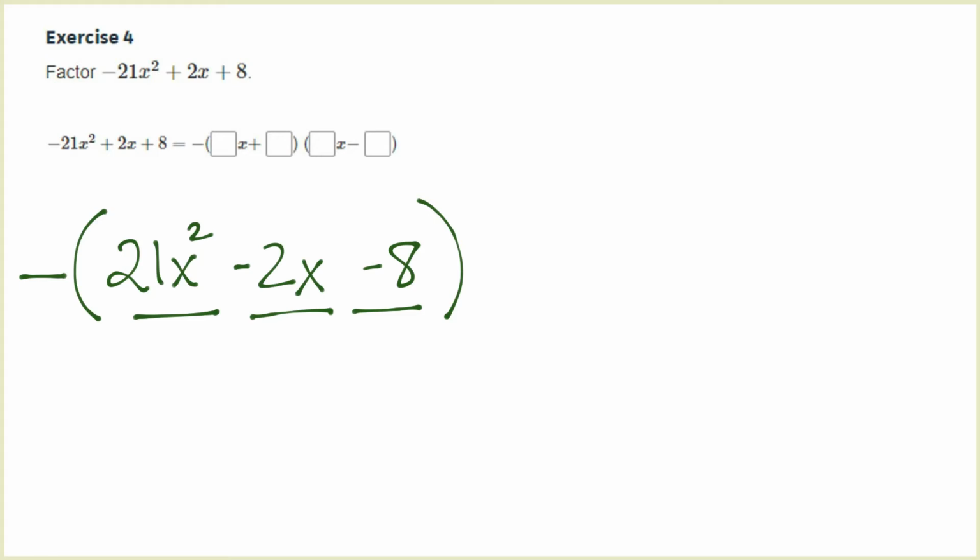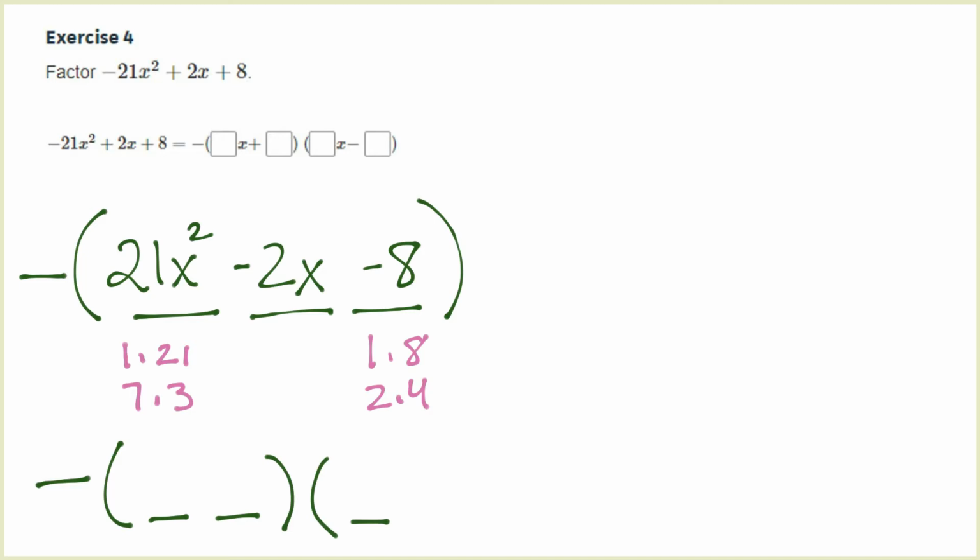So if 21 was a prime number, that would be great, but it's not. 21 is either 1 times 21 or 7 times 3. And if 8 was a prime number, that would be great, but it's not. It's either 1 times 8 or 2 times 4. So when I go to find my binomial factors, I'm going to have to do a bit of guessing. But I'm going to start out by using the factors that are closest together on a number line.